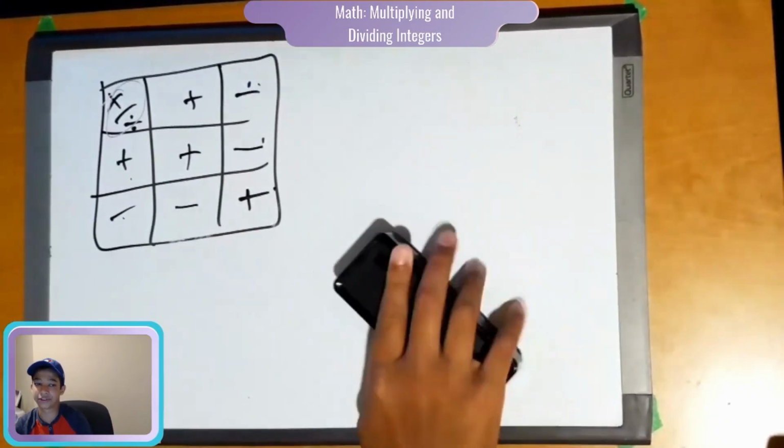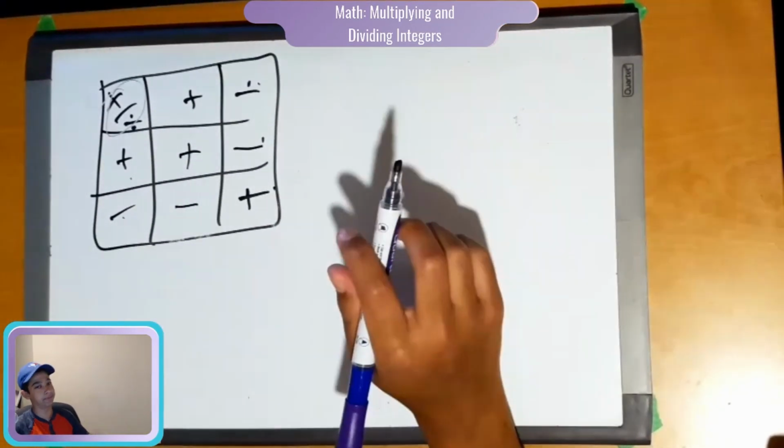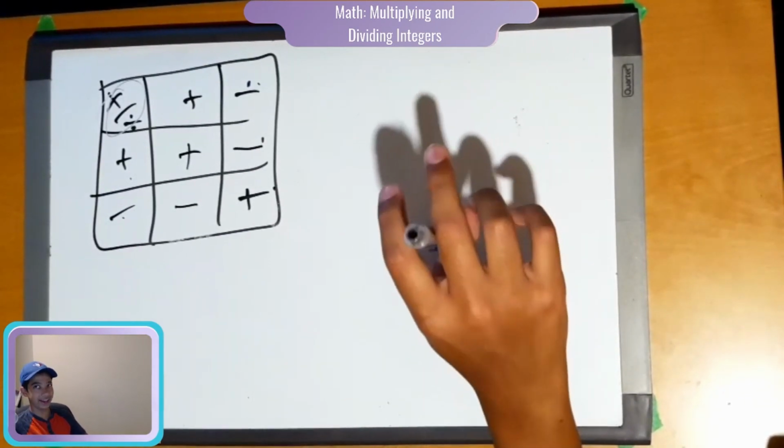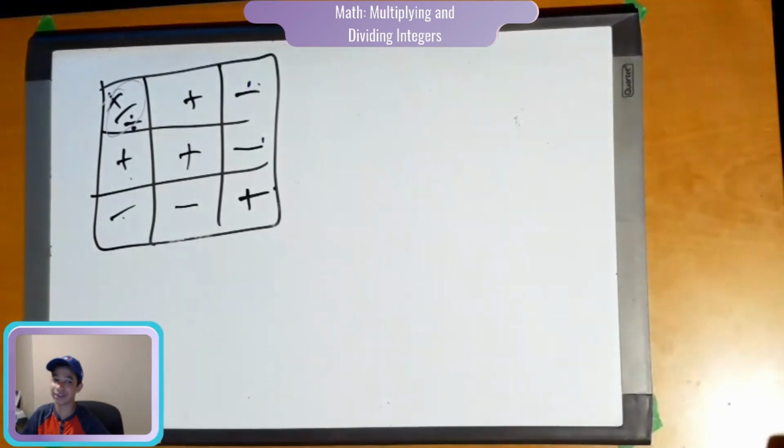And 0 is not positive or negative, it's both or none. So, yeah, you don't have to worry about a sign if you have 0 in any multiplication or division equation. You don't have to worry about anything. The answer is just 0.